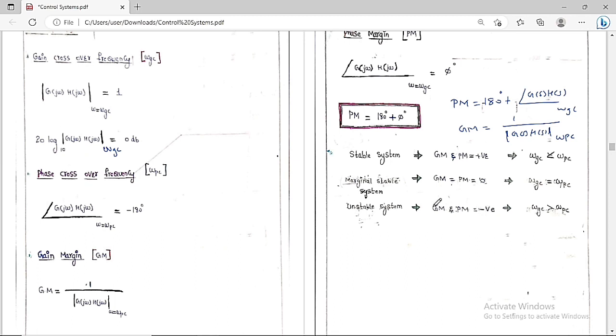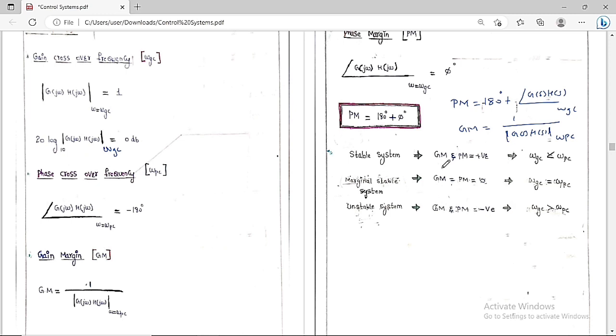So finally, I can say for a stable system, the gain margin is positive, the phase margin is positive, and the gain crossover frequency is always lesser than the phase crossover frequency. So G is going to come earlier than P: A, B, C, D, E, F, G. Use lesser, equal and greater. Shortcut to remember: here lesser, here equal, here greater. G comes earlier than P, omega gc and omega pc. So here lesser, here equal, here greater.